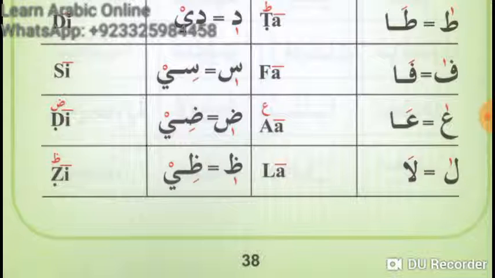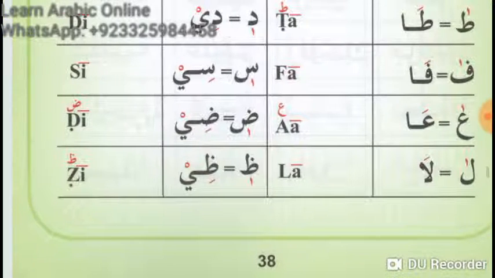Fa, alif, fatha equals fa. Ain, erect fatha equals ain, alif, fatha, a. Lam, erect fatha equals lam, alif, fatha, la.